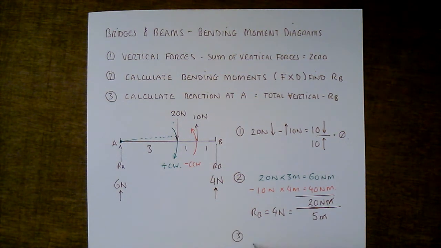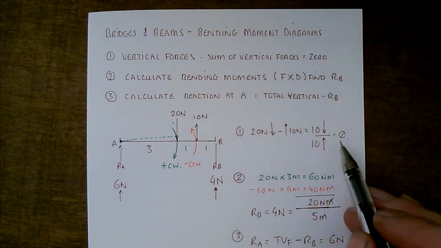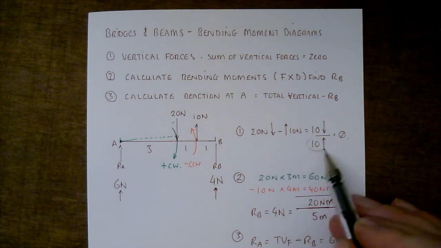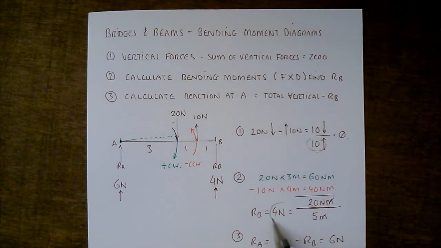Step 3. RA is equal to total vertical forces minus RB, which would equal 6 newtons. 10 minus the 4 equals the 6, which is the reaction at A.